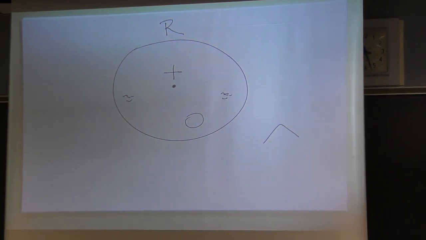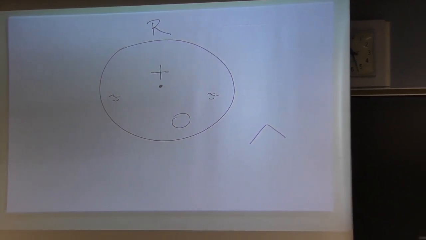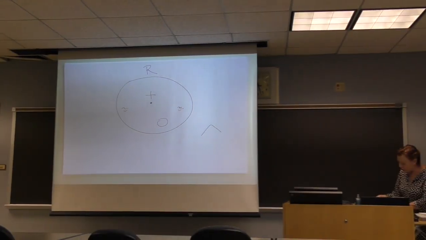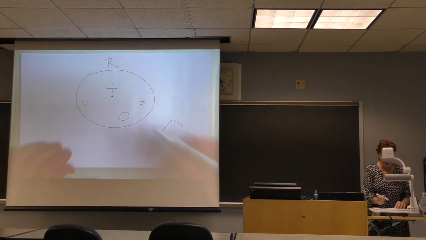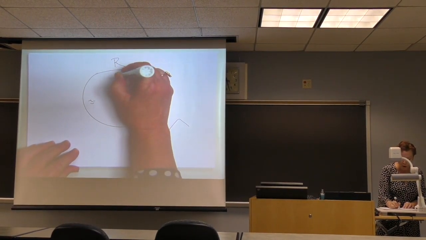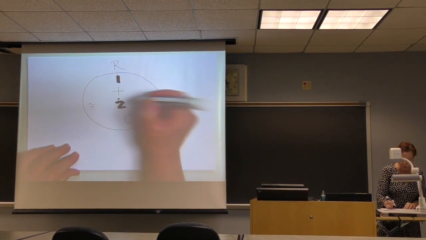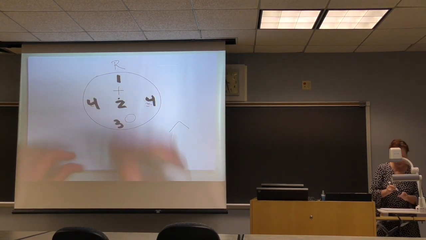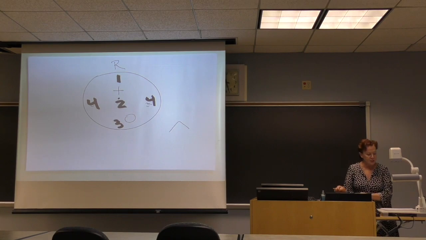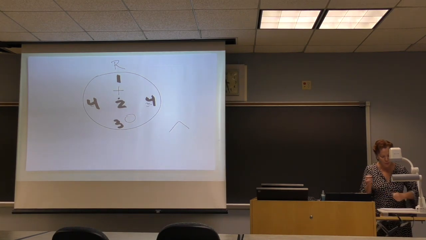These are also made up of zones. Zones in regard to the area of the lens. We have zone 1, zone 2, zone 3, and zone 4. Zone 1 is the distance prescription.